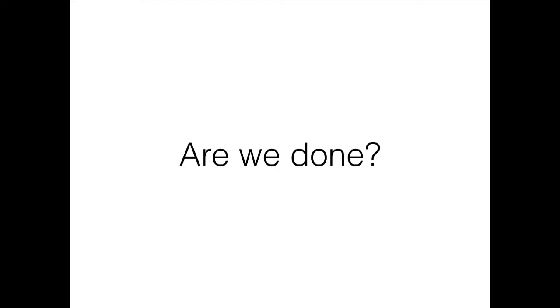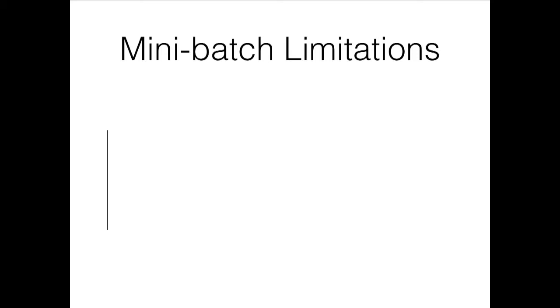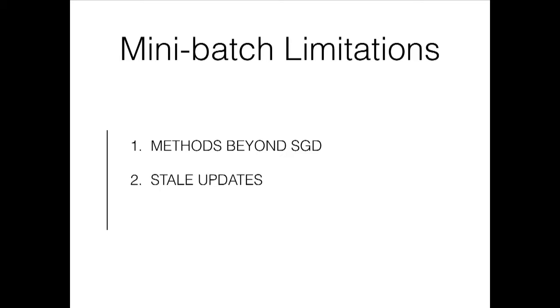But in fact, there are several limitations to what is currently being done with mini-batch optimization algorithms. One is that the most common algorithm used is stochastic gradient descent. And we may wonder, are there methods beyond SGD that may perform better? Another is that the updates themselves are somewhat stale. What I mean by that is that when you compute the updates on each machine, you don't actually end up applying them until you send them back to the master. So can we do better than that? Could we, for example, apply them immediately on each machine locally rather than waiting until we communicate?